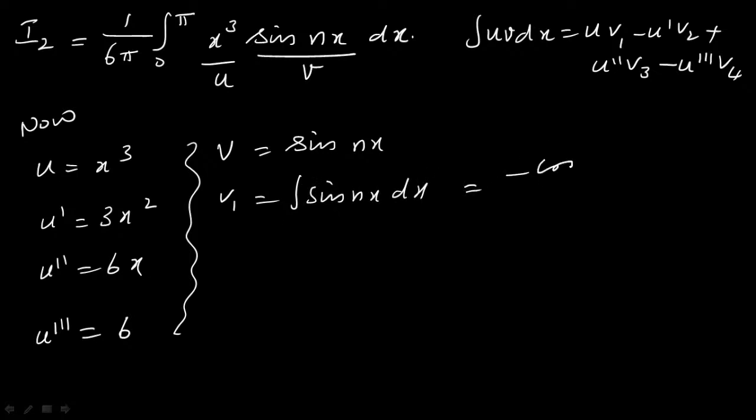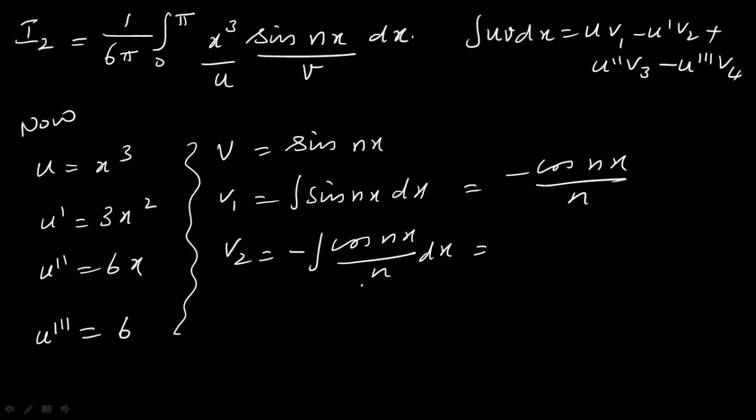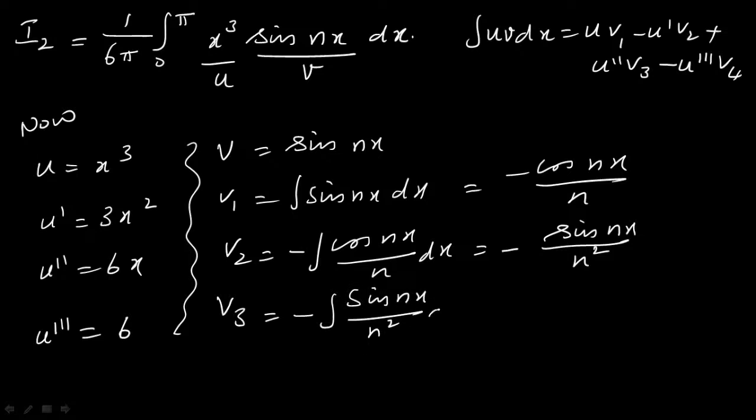Integrating sine nx, you get minus cos nx divided by n, and v2 is nothing but, you have to integrate v1 once again with respect to x. So here v1 is minus cos nx by n. So here minus 1 divided by n is constant. Integrating cos nx, you get sin nx, isn't it? So minus sin nx divided by n square. And v3 is nothing but integral v2 dx. That is, you have to integrate v2 once again with respect to x. We have minus sin nx divided by n square dx.